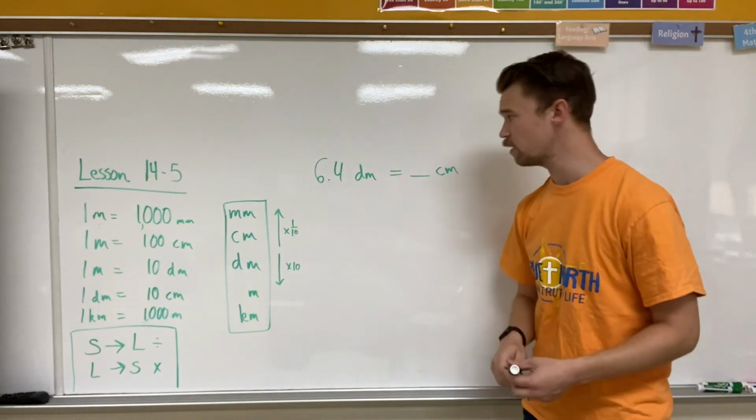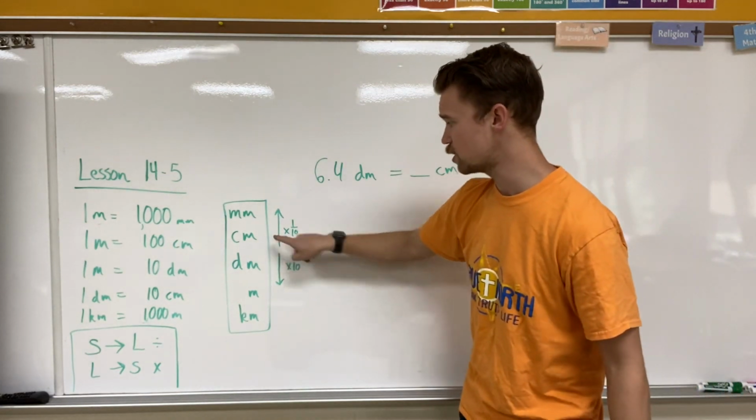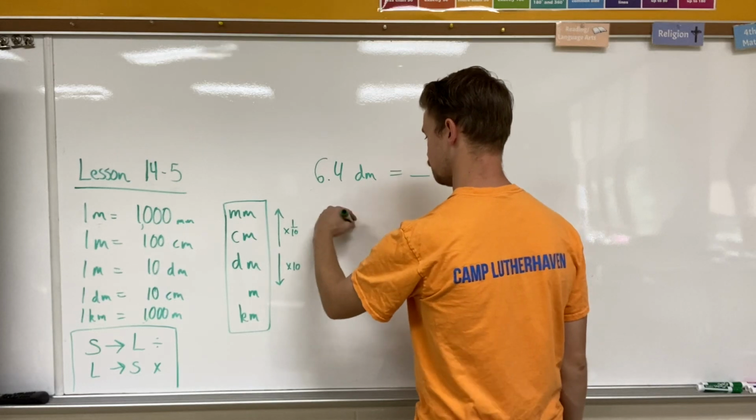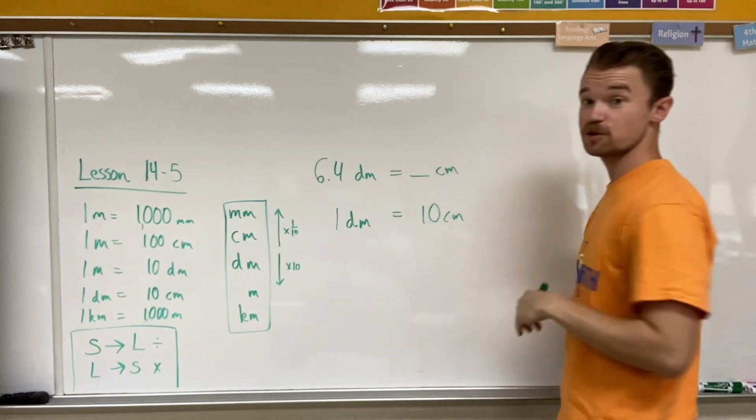So I have 6.4 decimeters that I'm trying to go to a centimeter. Well, I'm going from decimeter to centimeter. So I have a conversion for decimeter. 1 decimeter is equal to 10 centimeters. I'm going to cross multiply and divide.